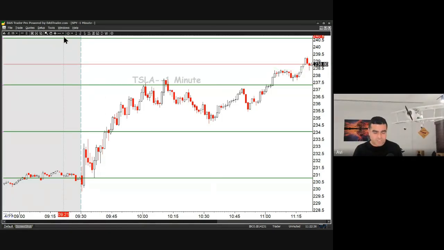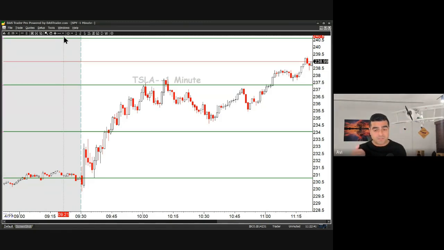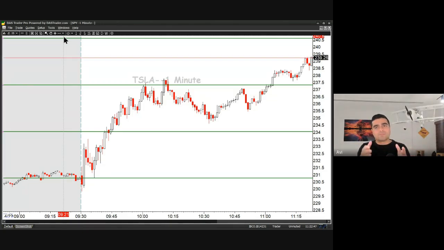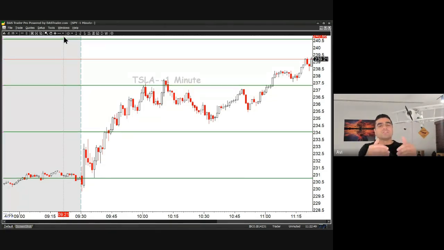Guys, this confirmation of a new 1 minute high or 1 minute low, I've got to say, once I started doing this it dramatically improved my win rate. Because what's really happening is the setup is there, and then you're waiting for the market to tell you that it's beginning to move in your direction. That's the new 1 minute high.